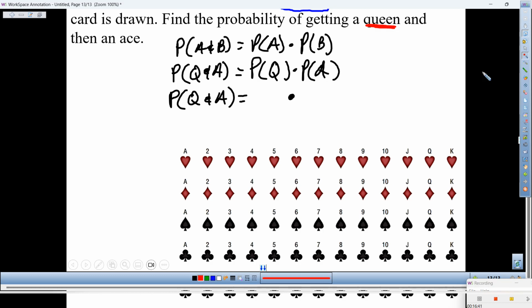All right, good. Pass someone. Aaron. That is correct. 4 out of 52. Now think about it. They said that the card was replaced. What does that mean? Put back, right? All right. So therefore, tell your neighbor the probability of getting an ace.